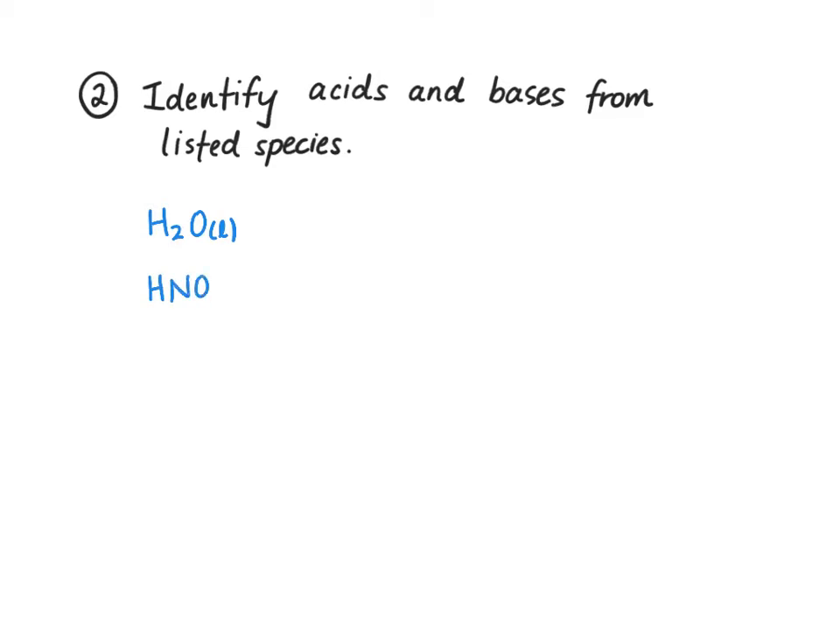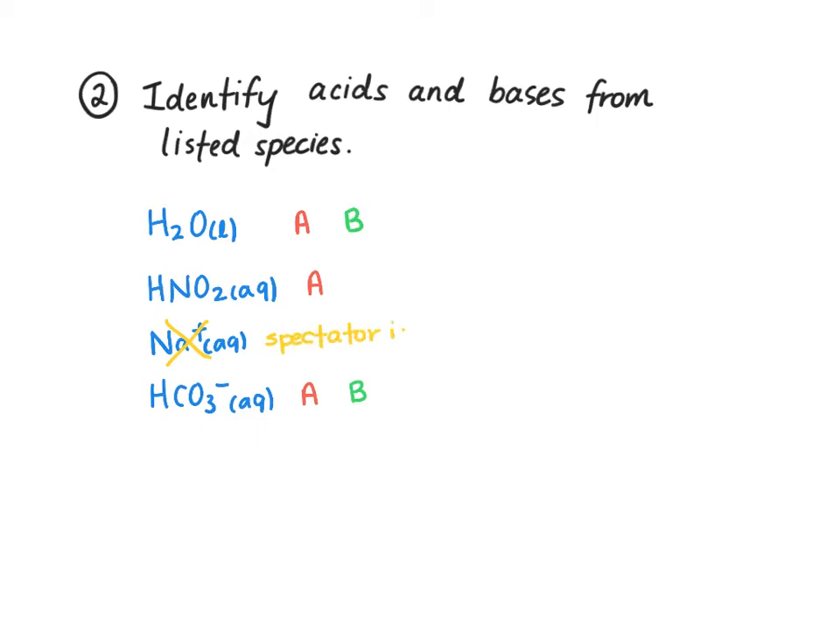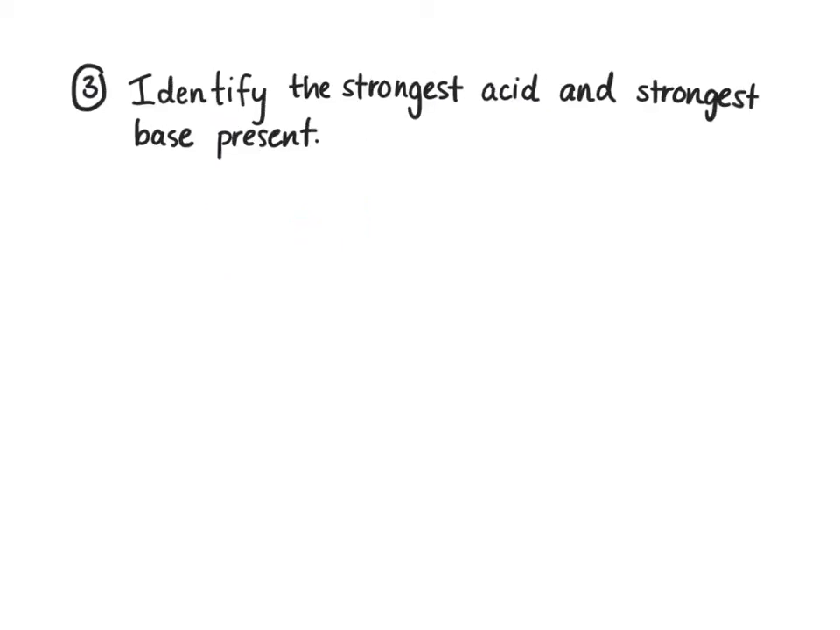We're going to identify any acids or bases from our list. Some species may be both acids and bases, some may be neither, so they're just spectator ions. Looking at this list, you can use the table in your book for this if you'd like. Our acids include water, nitrous acid, and hydrogen carbonate. And our bases include water, so water is amphiprotic, and hydrogen carbonate is also amphiprotic. Sodium is a spectator ion, so it is neither an acid nor a base and will not be involved in this reaction.